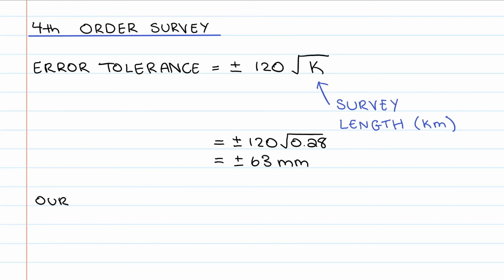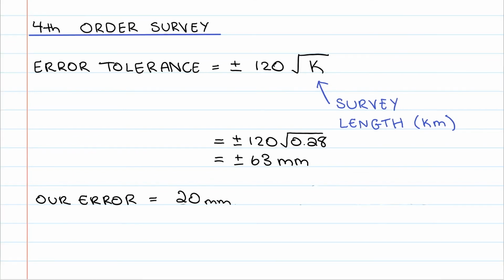Since our error of 20 millimeters is less than 63 millimeters, our survey meets the fourth order requirement and is acceptable. The survey can now be corrected using methods shown in class to complete the survey work.